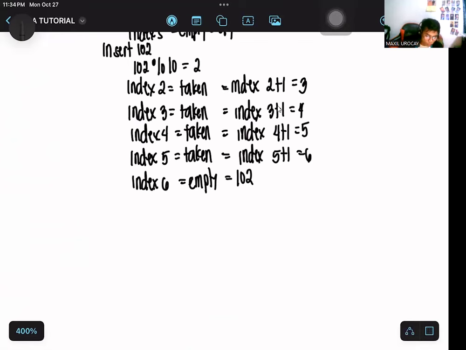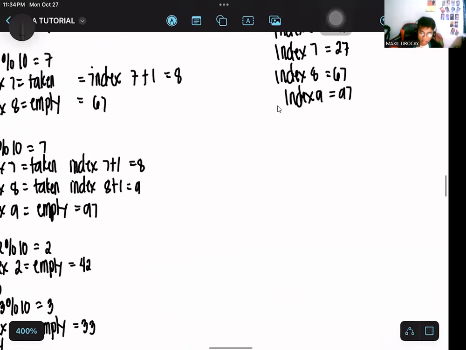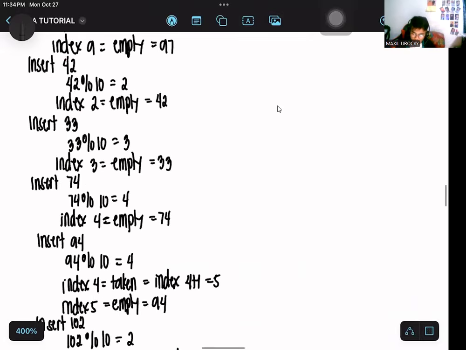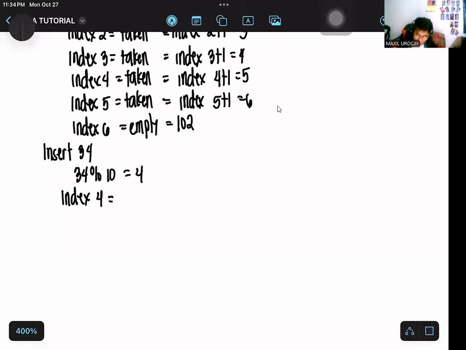Let's try to see. Insert, excuse me, 34. 34 modulo 10. So 34 divided by 10 is 3. 3 times 10 is 30. 34 minus 30 is 4. So index number 4. I know that this is really taking a lot of time, but that's the life here. This is gonna be exciting. So index 4 is taken.